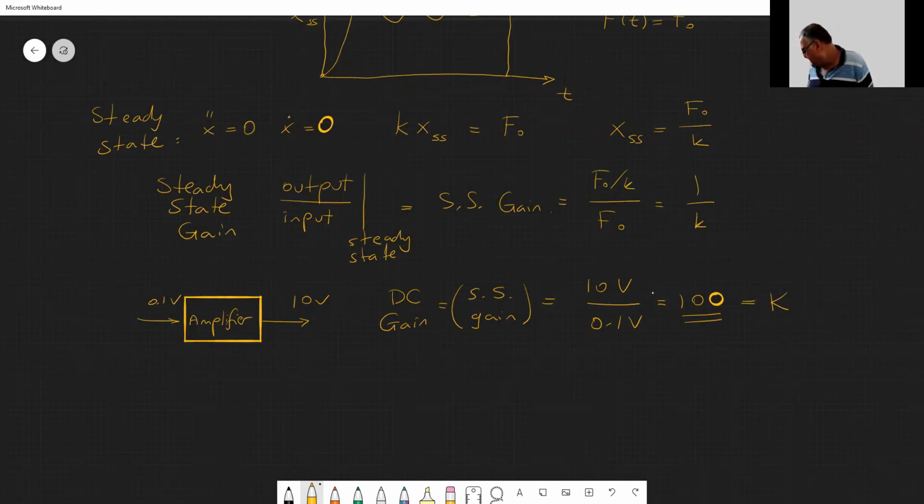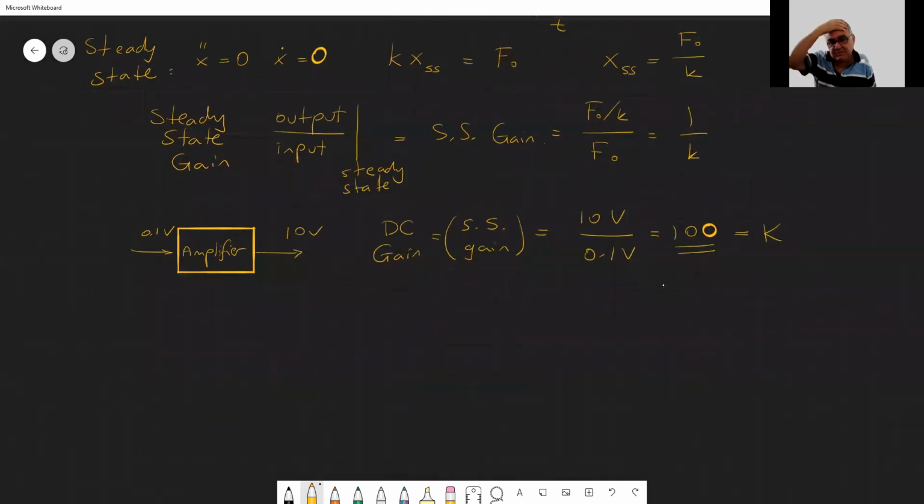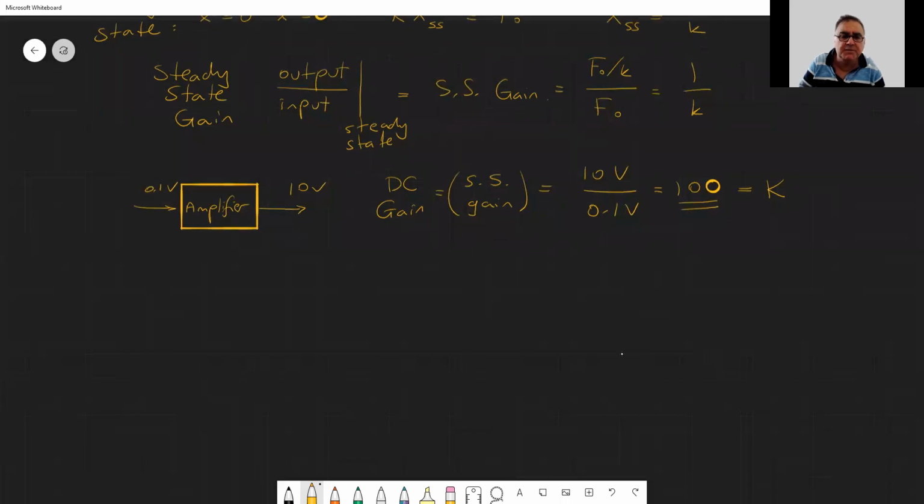Okay, so the steady state gain concept is kind of clear, I suppose. It is the output over the input at the time when the things have settled down. Nothing changes anymore. Okay. How do we find it from the transfer function? The transfer function.